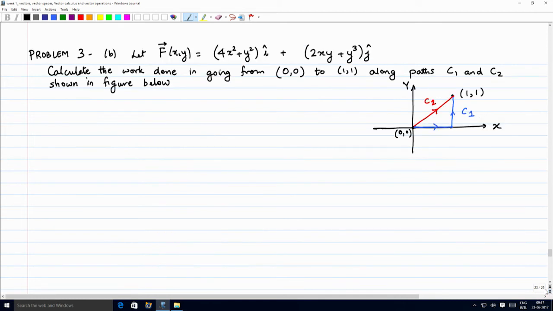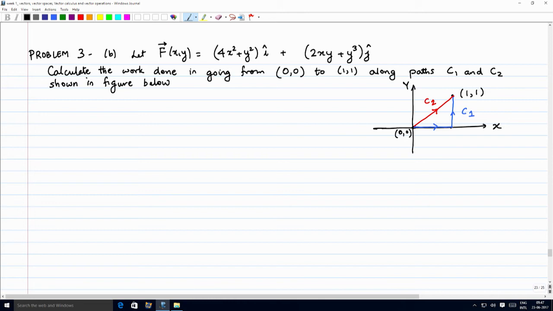Suppose your force is given by (4x² + y²) i plus (2xy + y³) j. So, this is a force acting on the particle. Now, calculate the work done in going from (0,0) to (1,1) along paths C1 and C2 as shown in the figure below. So, you are taking the particle from (0,0) to (1,1) along two paths. The first path is you go this way and then go up, the second path you go directly from here to here, and you are asked to calculate the work done in both of these.